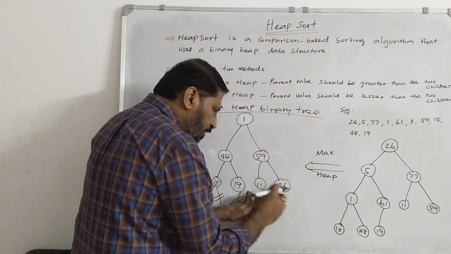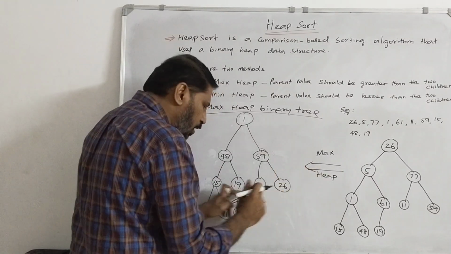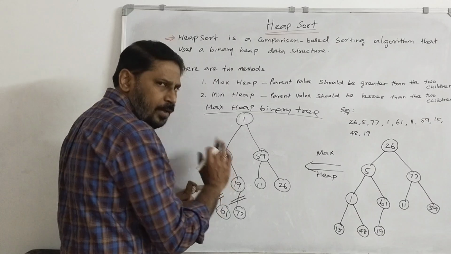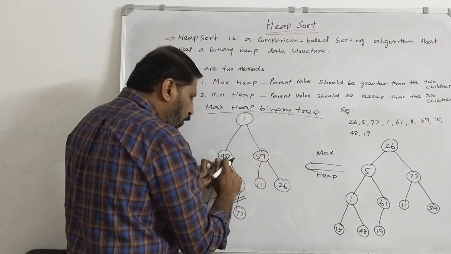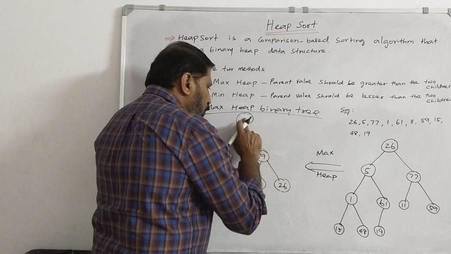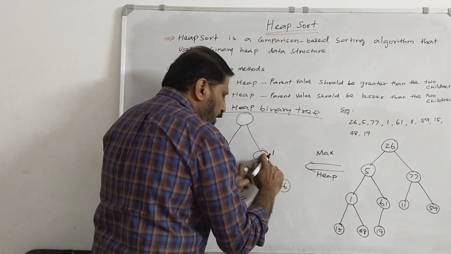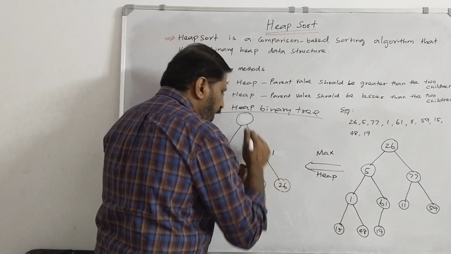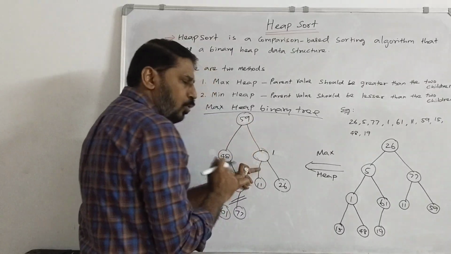Max-heap order: 26, 11, 59. It is in order. 19, 15, 48. It is in order. 59 and 48. 59 is greater. 59 compared with 1. So 1 is transferred here, and 59 goes to the root node.